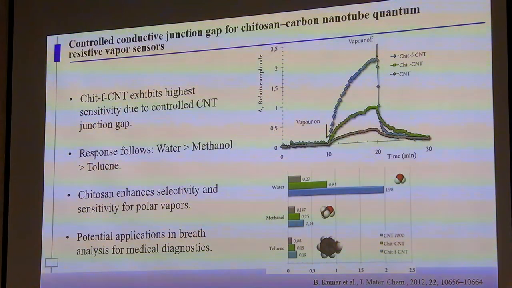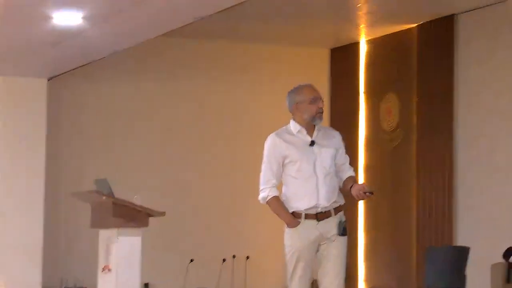And it's very interesting to have a selective sensor for water molecule. If you want to design an electronic nose, you should have different sensors. They are selected for different analytes. So that's a pretty interesting result to us.